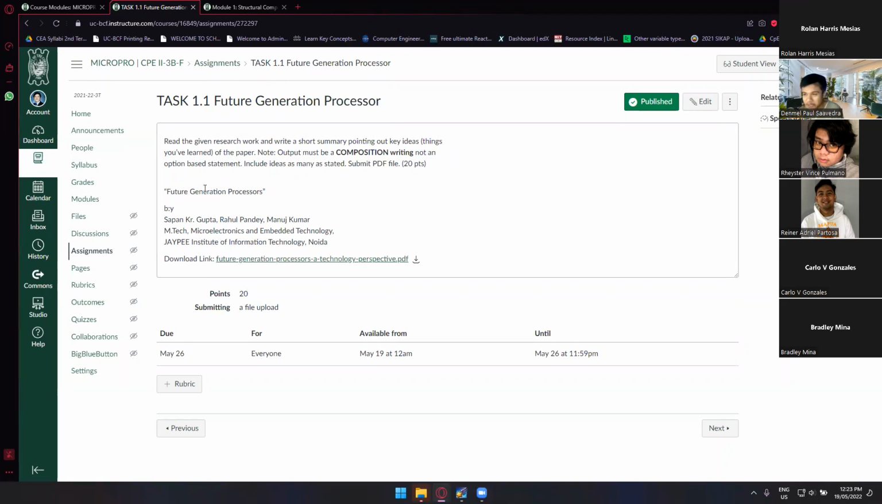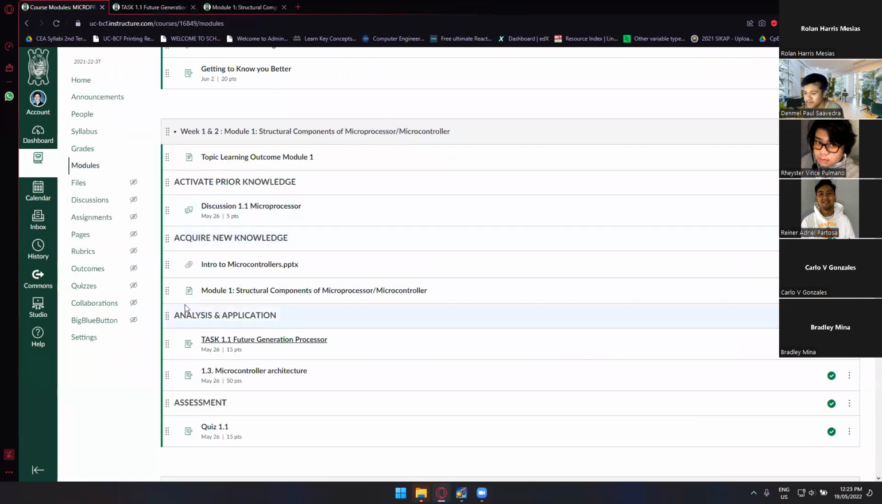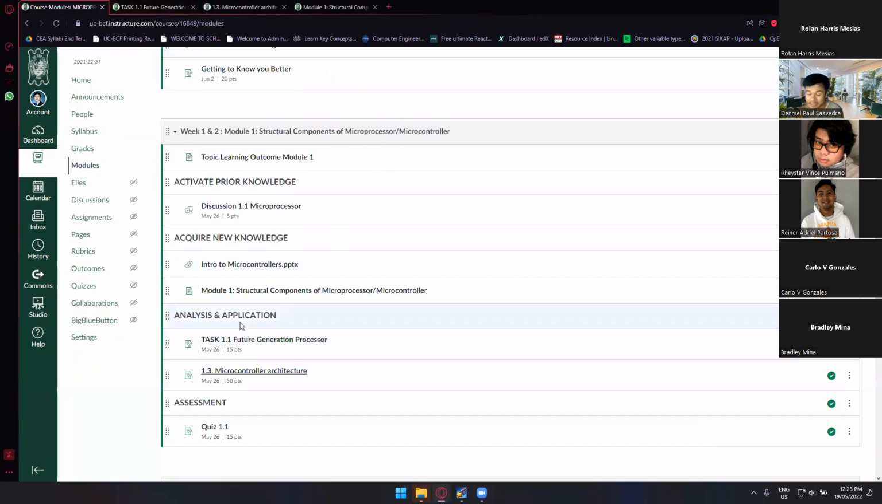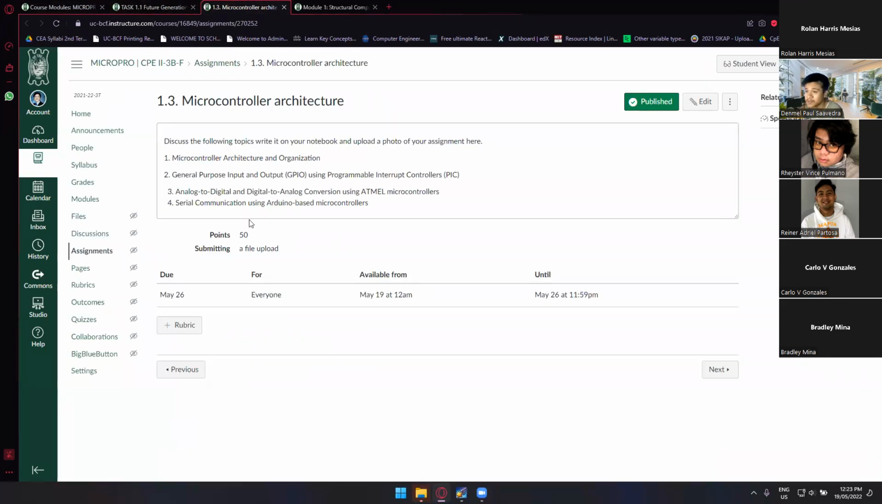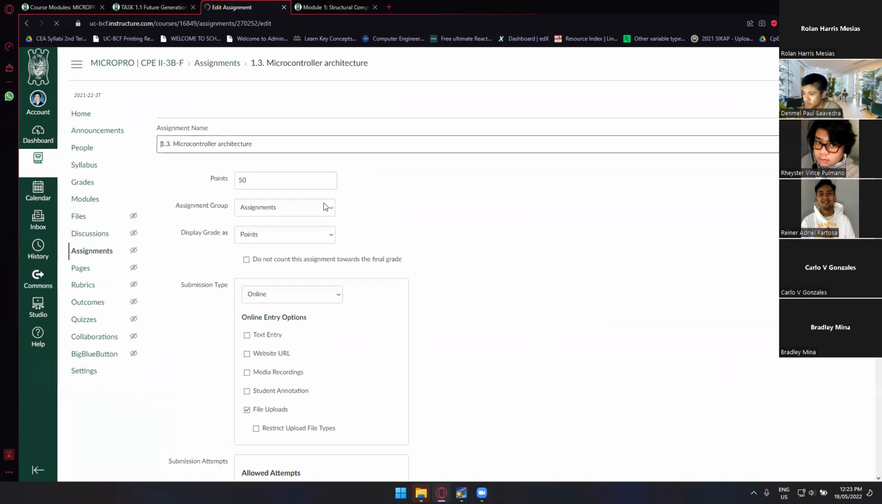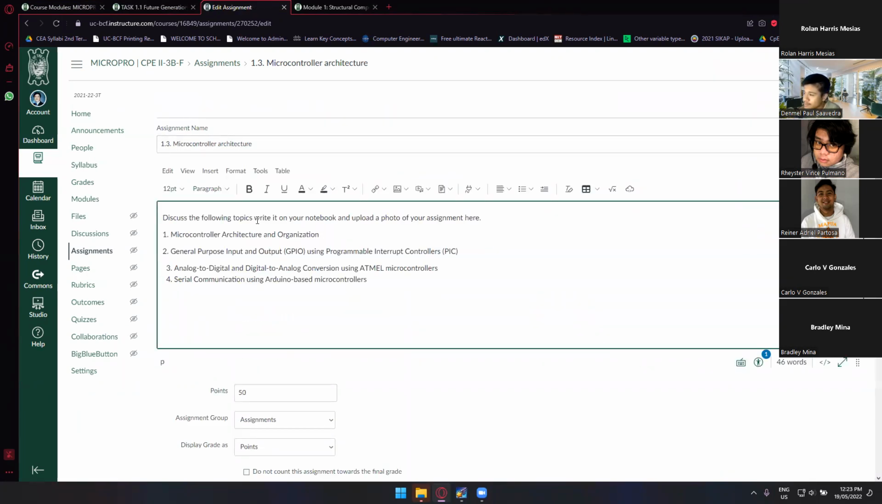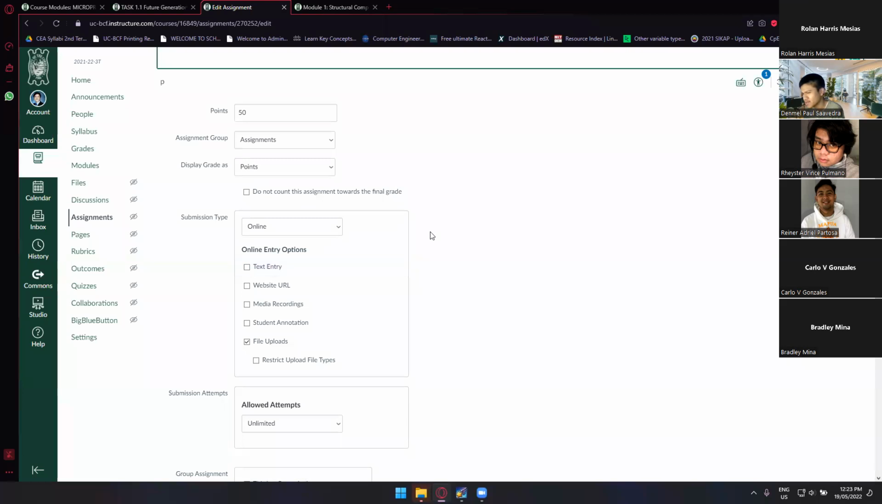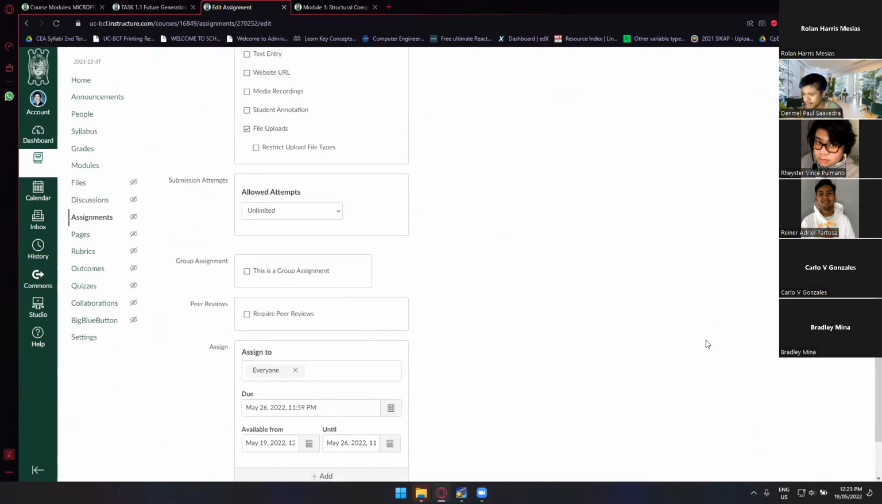So task 1.1, okay, that's it for the task 1.1. Again, it should be composition writing. All right. And then for the second one, under analysis and application, we have here discuss the following topics. Write it on your notebook. Okay, let me remove this one. Instead of writing on a notebook, okay, so you won't have a hard time, just use Microsoft Word, okay? Or Microsoft Word na lang para file upload tayo.